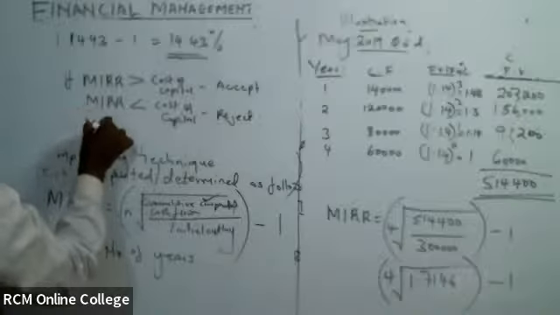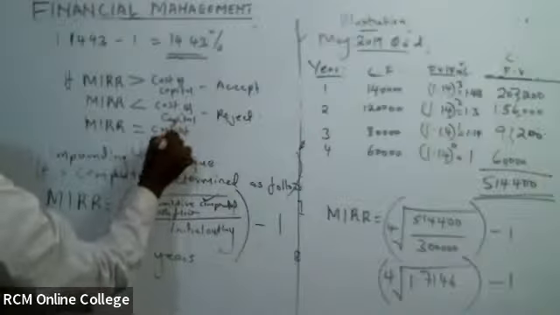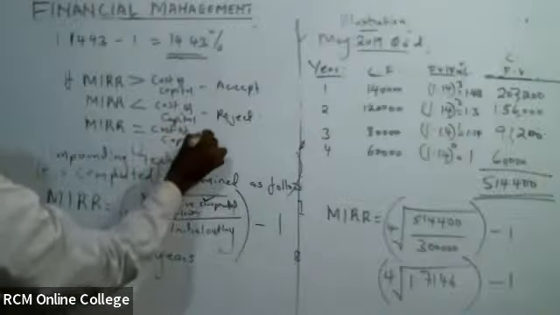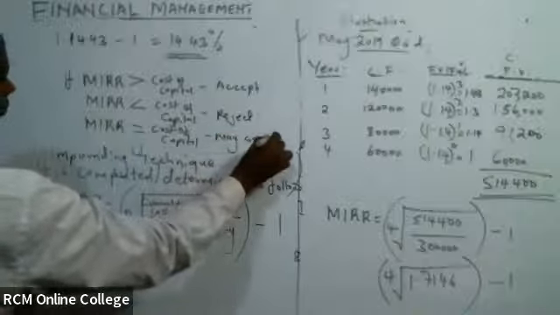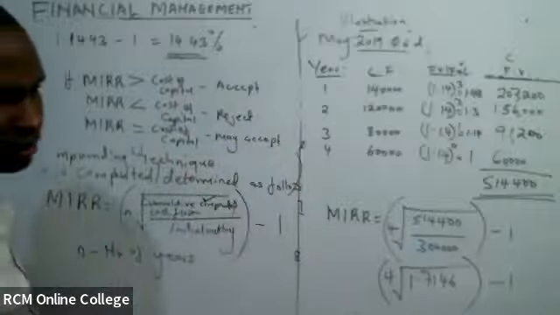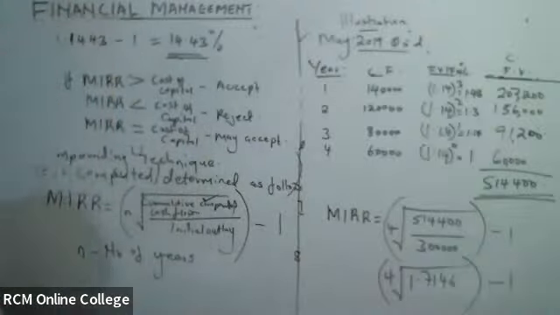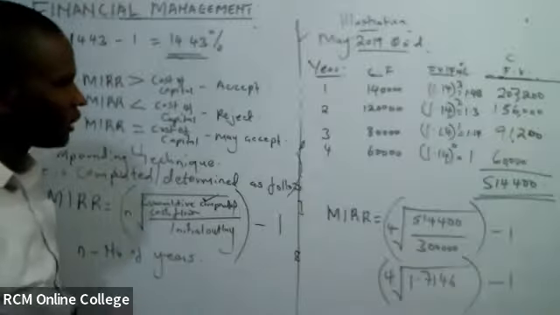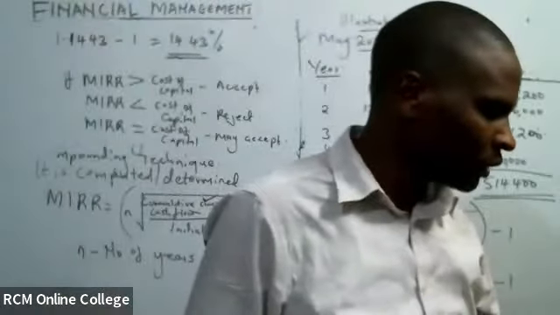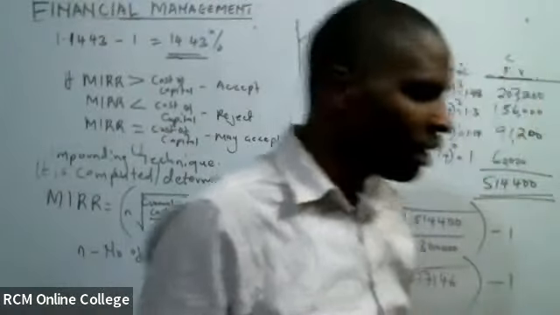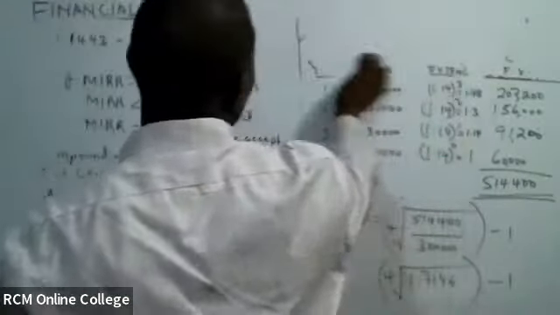Alafu hiyo ingine MIRR equal to cost of capital, you may accept. Great. So that is the decision rule. So class, that is it. Next time we meet, we shall be looking at capital rationing.